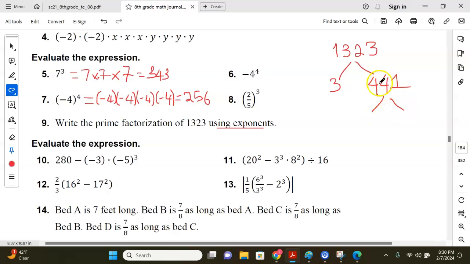Because 4 plus 4 is 8, 8 plus 1 is 9, so it's going to be divisible by 3. So 4 divided by 3 is 1, remain 1. 14 divided by 3 is 4 times. 3 times 4 is 12, 14 minus 12 is 2. 21 divided by 3 is 7.